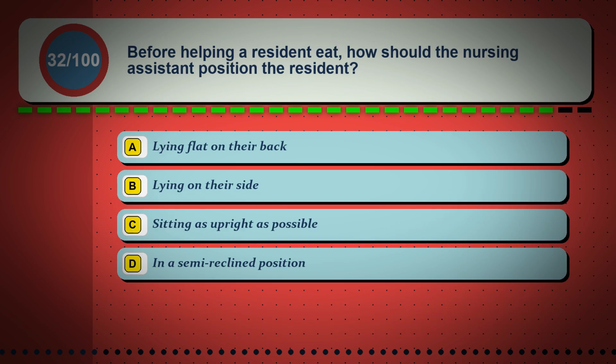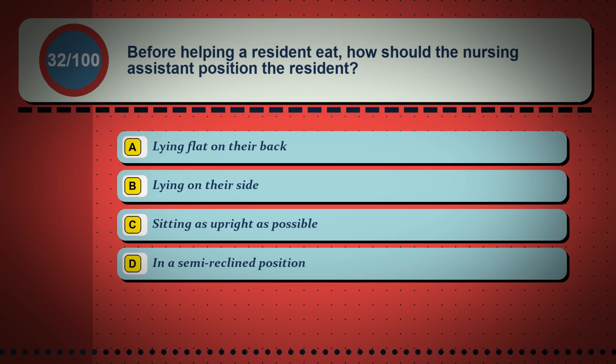Question 32. Before helping a resident eat, how should the nursing assistant position the resident? Option A. Lying flat on their back. Option B. Lying on their side. Option C. Sitting as upright as possible. Option D. In a semi-reclined position.